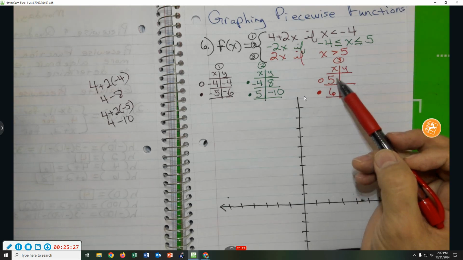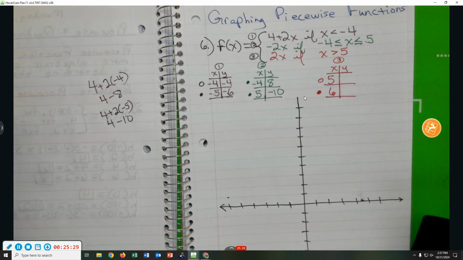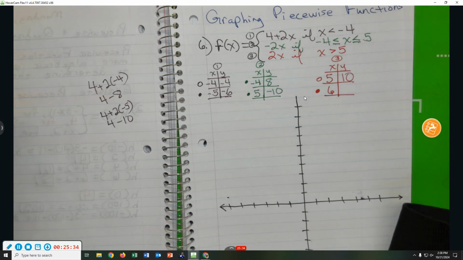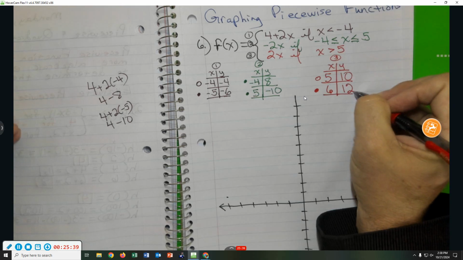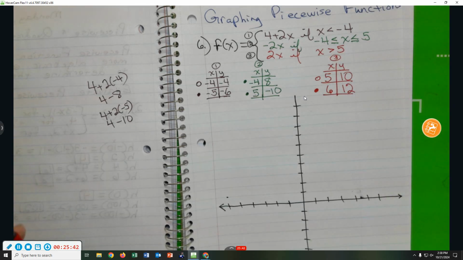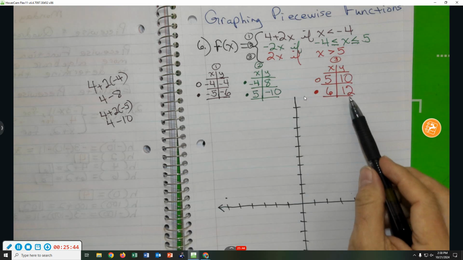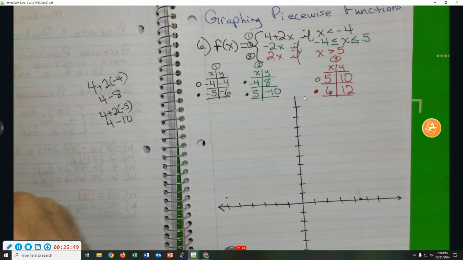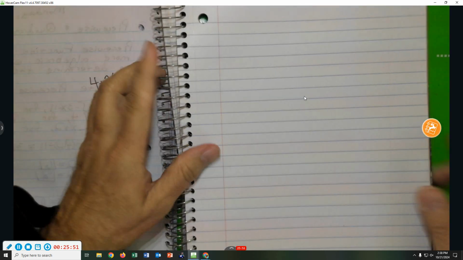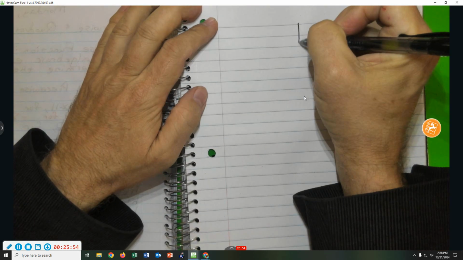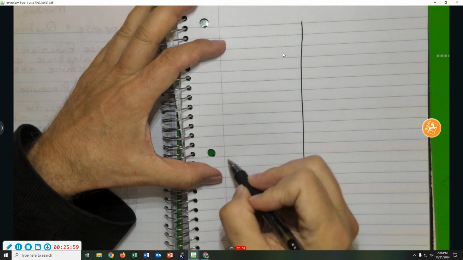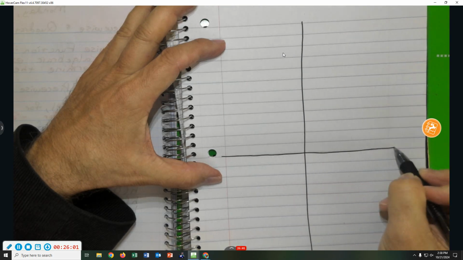Plugging in 5 into the red piece, what are we going to get? 2 times 5 is 10. Plugging 6 into the red piece, what are we going to get? 12. And then I'm going to turn the page and make a big graph, because we're going to have to go up 12 and down 10. Yeah, you're going to have at least 10 marks on the y-axis, positive 10 and negative 10.